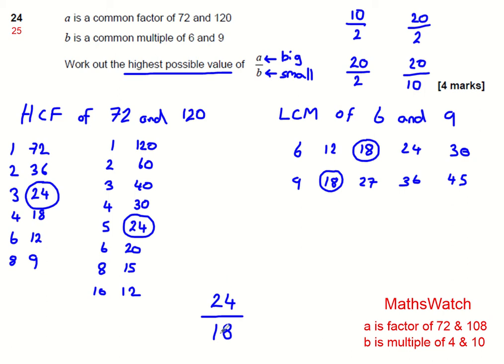If I want to simplify this, I can divide both 24 and 18 by 6, which will give us a fraction of 4 over 3, which is either the same as 1 and 1/3 as a fraction, or 1.3 recurring, so that means that 3 goes on forever, 1.33333 and so on, and that will be the highest possible value of A divided by B.